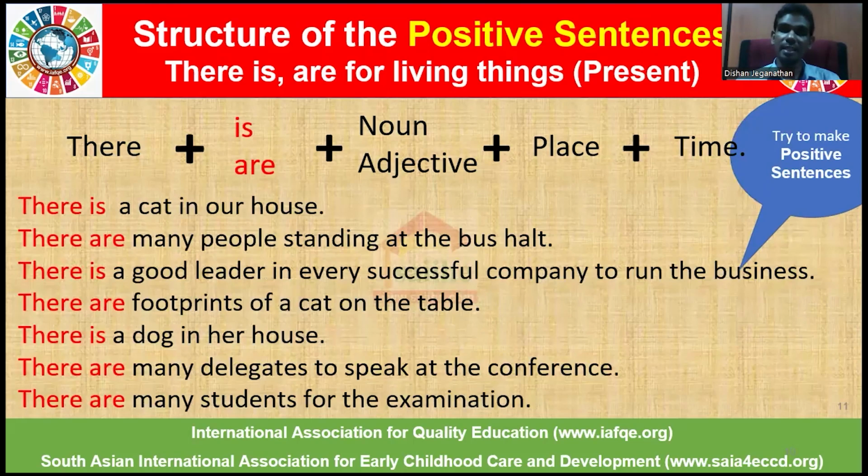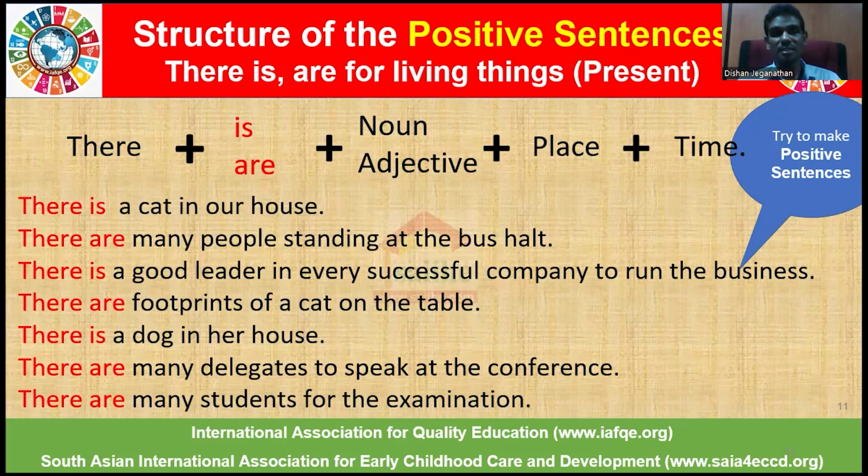Now, let's look at some examples of the positive structure for living things. In the previous slide, we saw examples of non-living things, and in this particular slide, we are going through the positive structure for living things. So, what are living things? Basically, living things are anything with life, maybe humans, animals, plants. All these come under living things. The structure is the same for living things and non-living things. The structure remains the same.